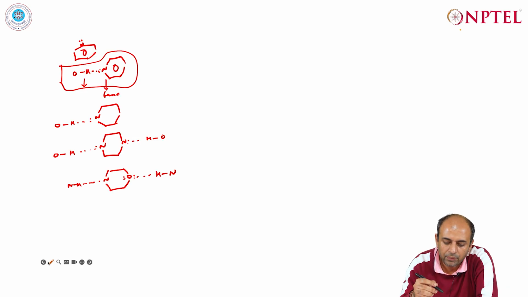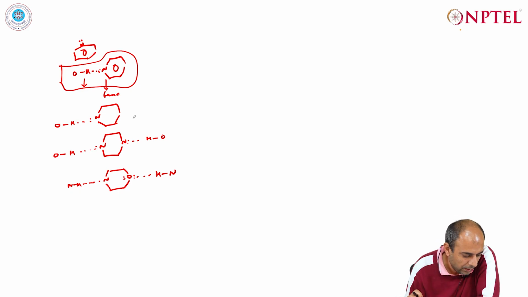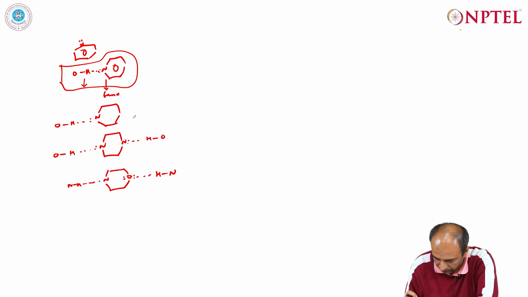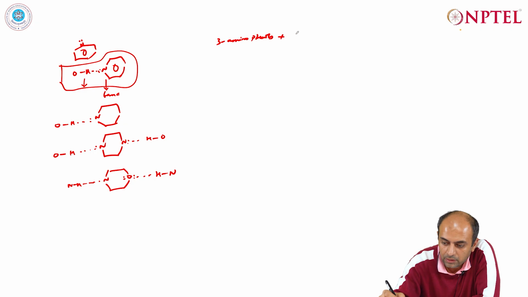So, we can have different kinds of functionality which form these kind of heterosynthons involving interaction between an acidic component and a basic component, and these are considered to be the primary synthons or the basic building blocks which are present in co-crystal systems. We can also consider even more extended structures now, where we can consider, for example, 3-aminophenols plus bipyridines.